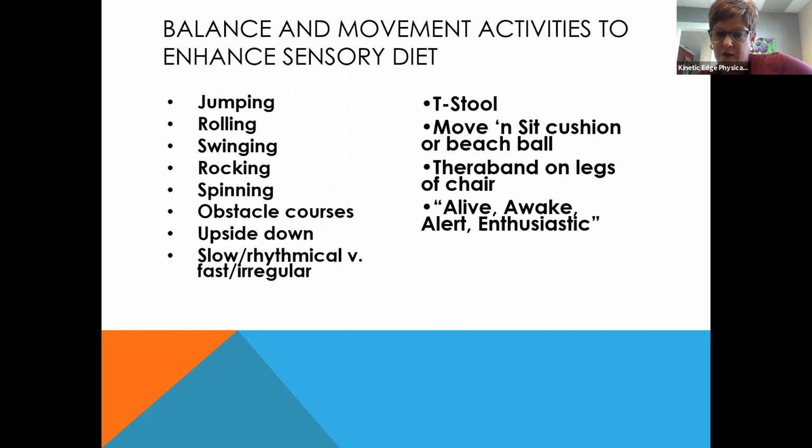Placing TheraBand on the legs of a chair so that they have something to push against with their feet, especially for those kids who are constantly moving their legs. Again, just another way to get that movement, as well as with the TheraBand, they get the deep pressure and the joint muscle activity. So a little more bang for your buck there.